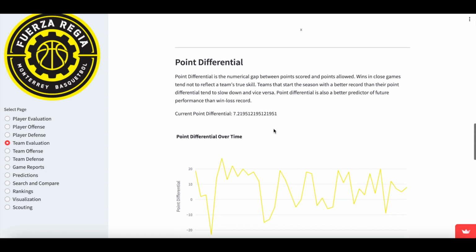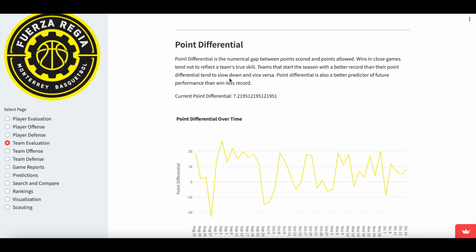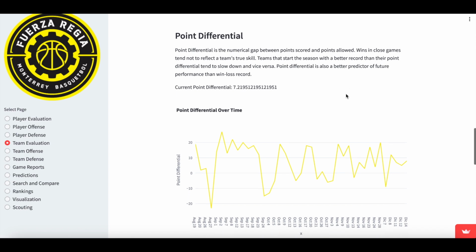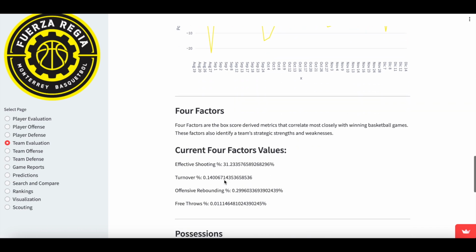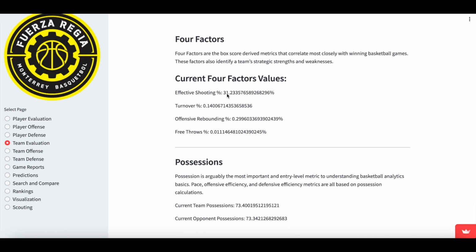Our next metric for team performance is point differential, which is the gap between points scored and points allowed. And also represented here with a line graph, so you can identify any trend or pattern. We also have our next metric, which is 4 factors. And the 4 factors are metrics that correlate closely with winning basketball games. And these factors also identify a team's strategic strength and weakness.